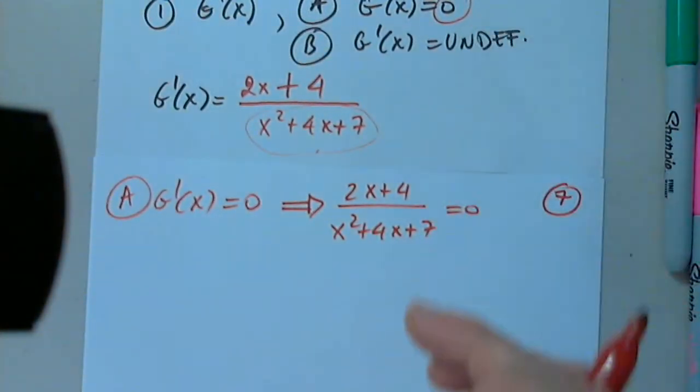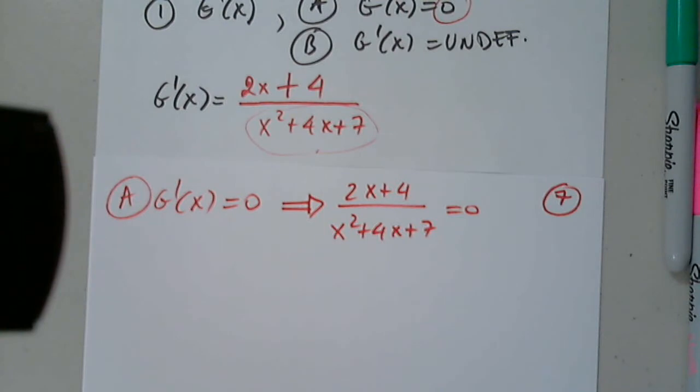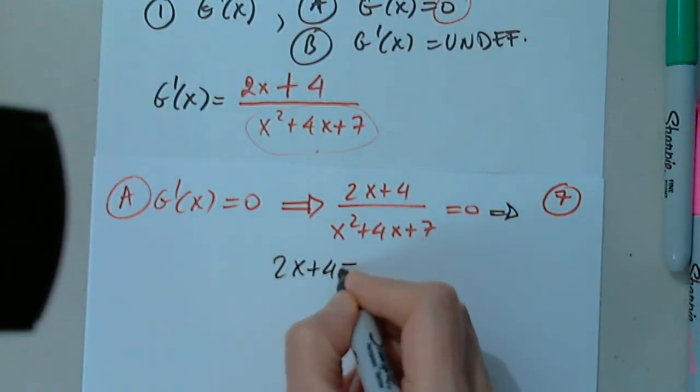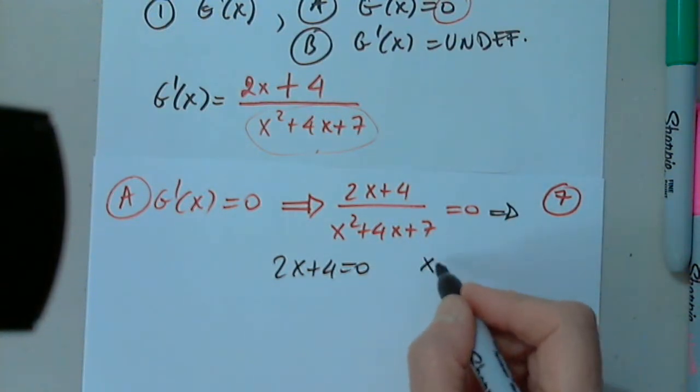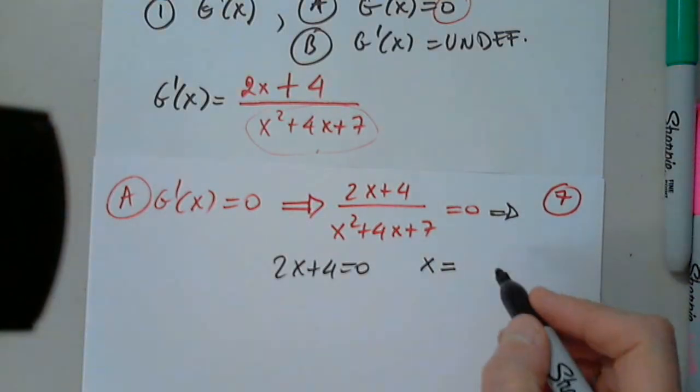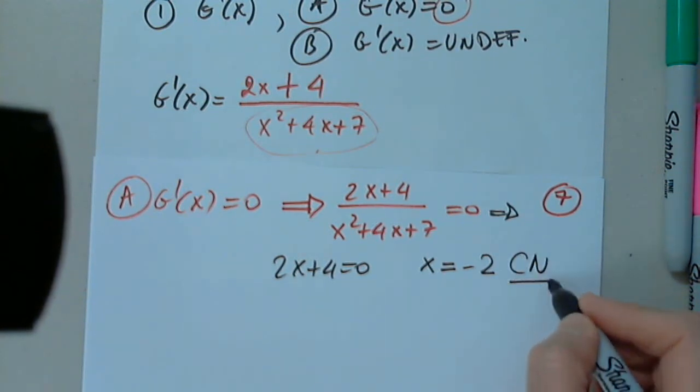When is a fraction 0? This is from algebra. When is a fraction 0? When the numerator is 0. So this implies 2x plus 4 equals 0. We move 4, divided by 2. How much is x? Negative 2. Very good. So we found the critical number guaranteed.